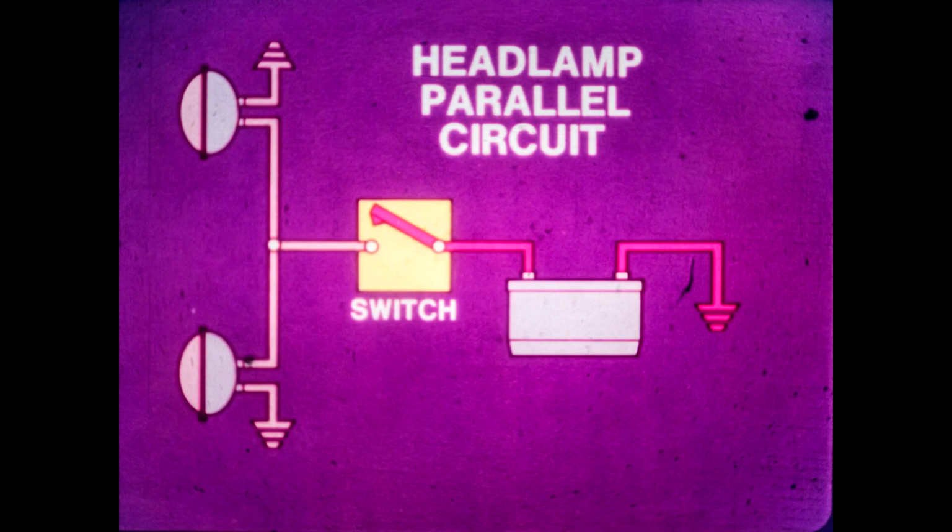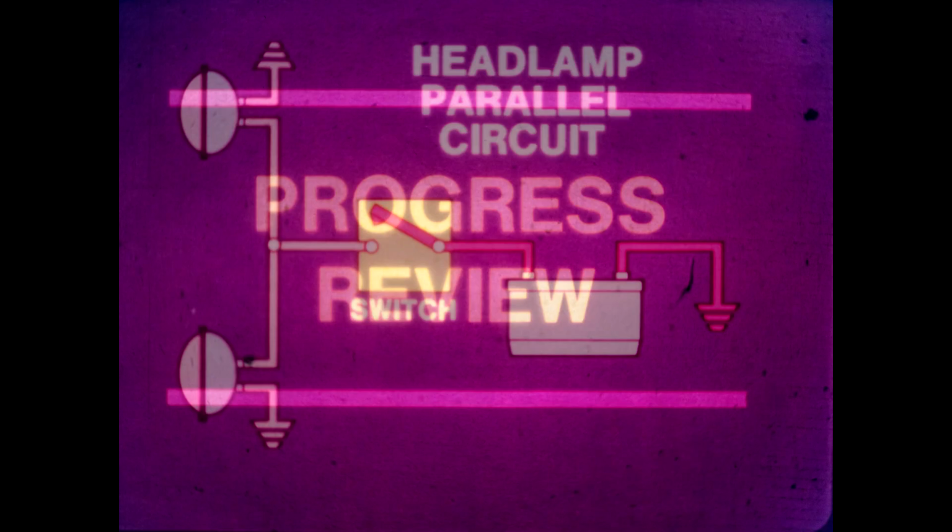But when we want to turn the lights off, we want to turn them both off. A switch connected in series with the main feed wire to the headlamps does the job. Since it is connected in series with the circuit, opening the switch cuts off all current flow to the entire circuit, and what we have now is a series parallel circuit.